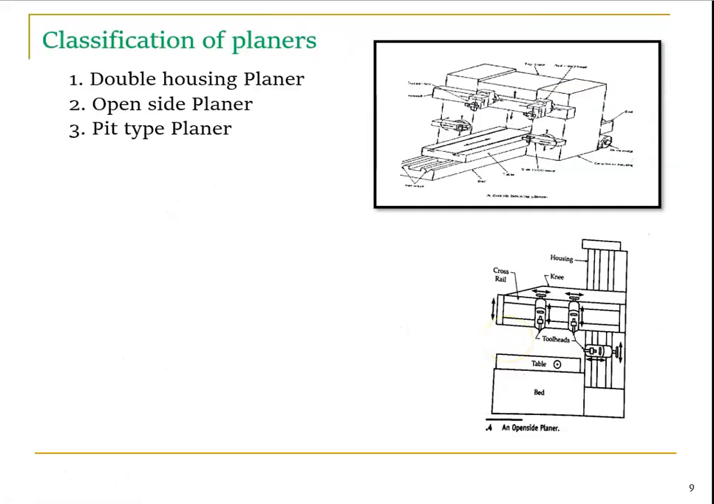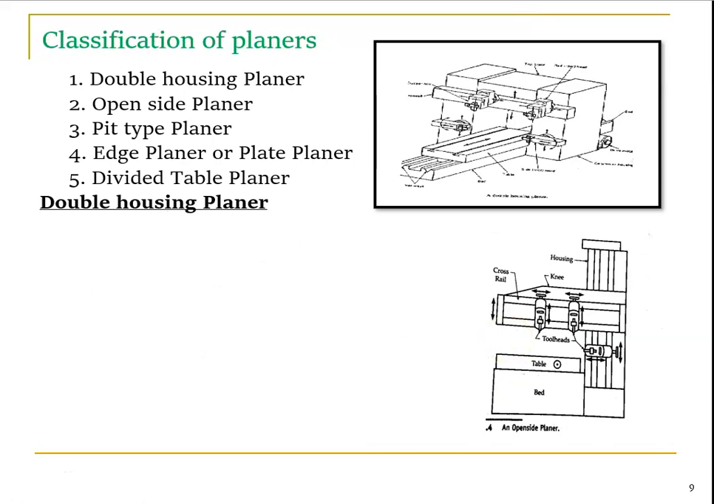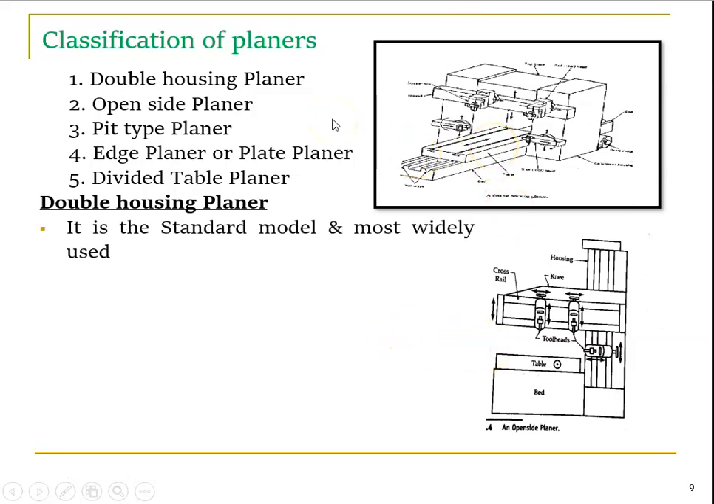We have two types of planing machine, and we are going to see only these two. Normally it has a double housing, open side, pit type, edge planer and plate planer, divided table. Double housing means two columns, with a cross rail between them, and the tool post and tool on the cross rail. Between the two columns we have a base and then the bed. Open side is like our drilling machine: we have only one column. If you have two columns, we say double housing. With one column it is open side, because on this side the tool can move completely freely. The double housing planer is the standard model and the most widely used.